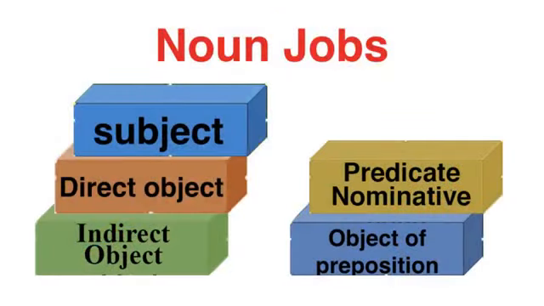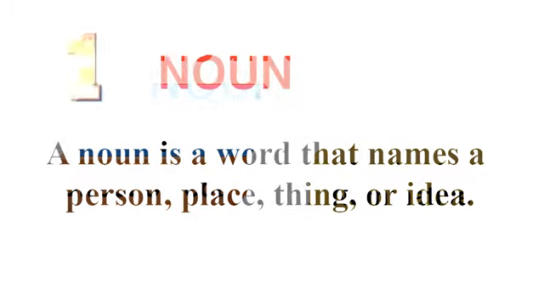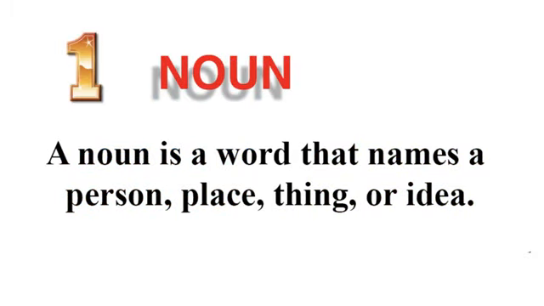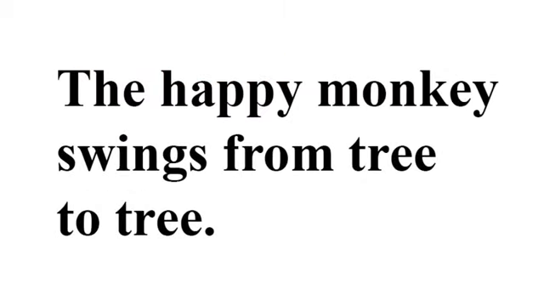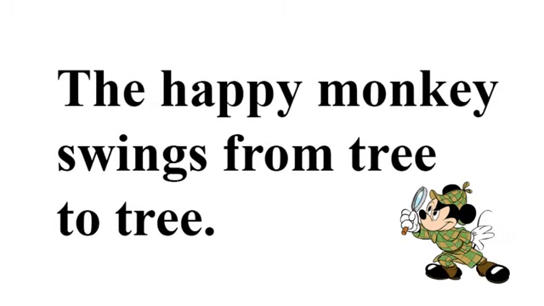Now, a noun is a word that can be used in different places in a sentence. You can see them stacked up here on your video. But we're going to just practice the basics now. So what is a noun? A noun is a word that names a person, place, thing, or idea. Look at this sentence. The happy monkey swings from tree to tree. Using your detective skills, look at each word. Look at what each word means in the sentence.